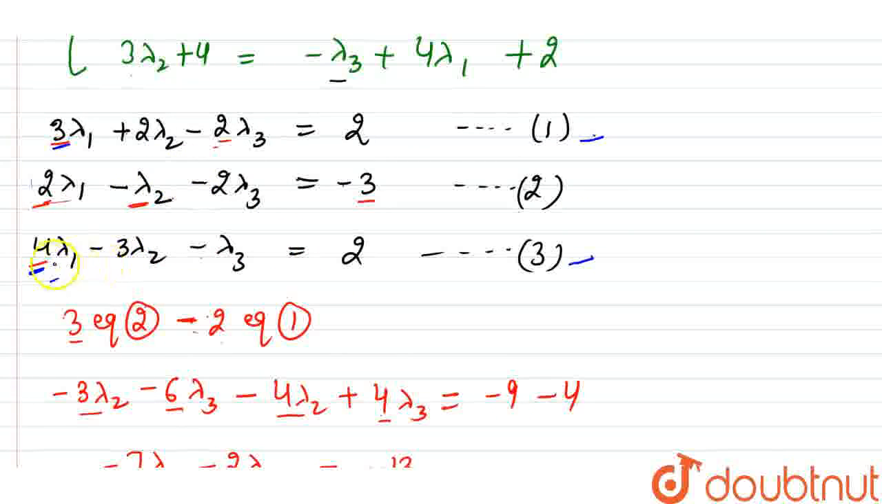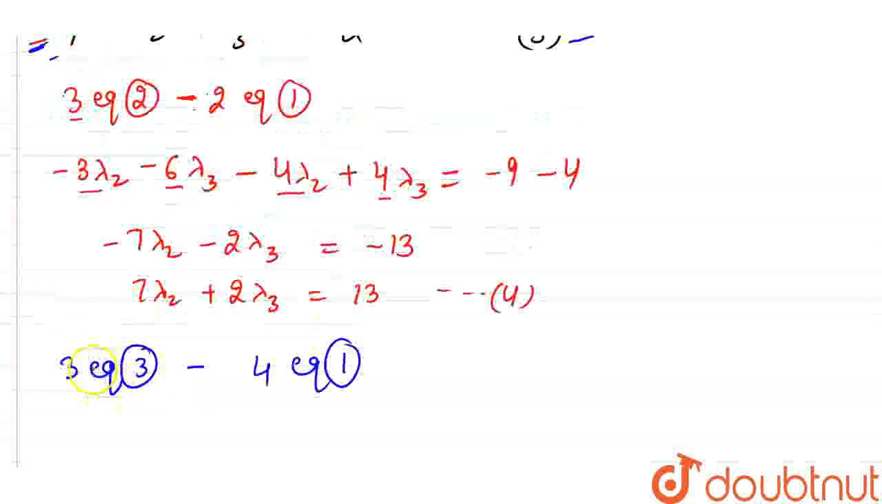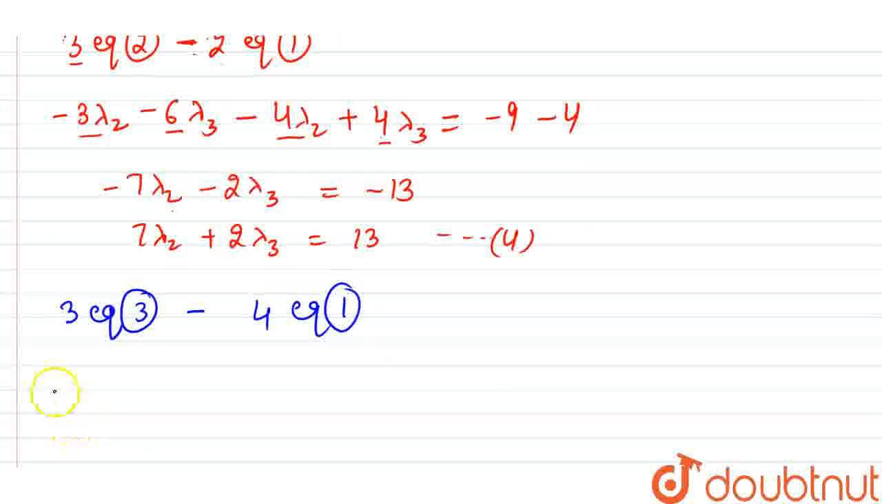So 3 times equation 3 will give 3 times 4, 12, and this will be 4 times 3, 12. That will cancel out, and multiplying 3 with equation 3 will give minus 9. This will be minus 3. So this is minus 9 lambda 2 and this is minus 3 lambda 3.